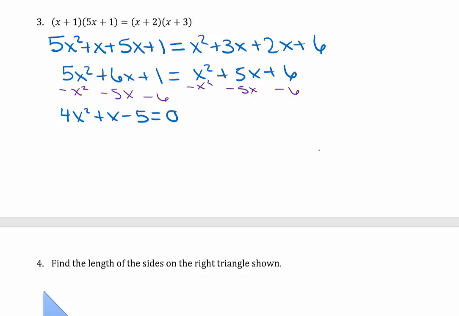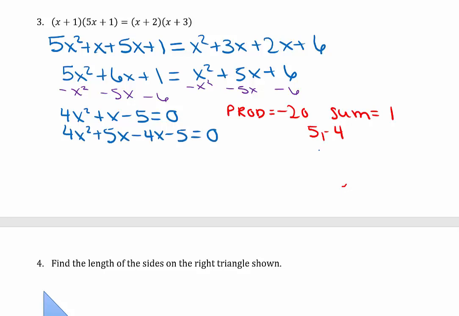There's no GCF. I have three terms, so I'm going to use that AC method. 4 times negative 5 is negative 20, so I need two numbers with a product of negative 20 and a sum of 1. 5 and negative 4 will work. Copy down the first term. I use those two numbers, 5, negative 4, to break up the middle term. Copy down the last term.